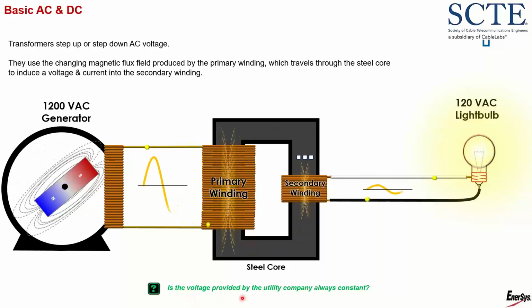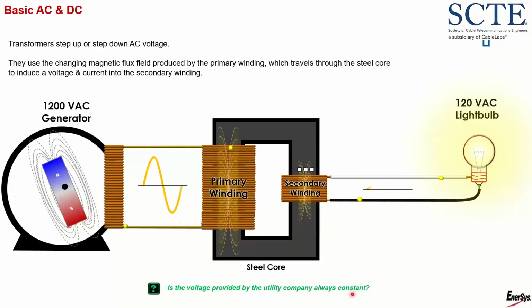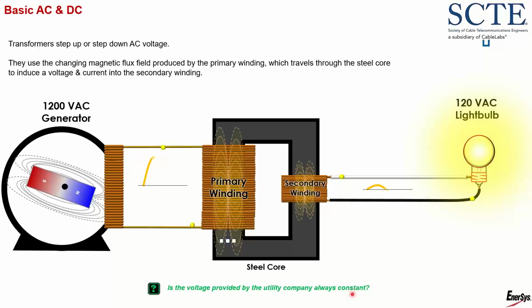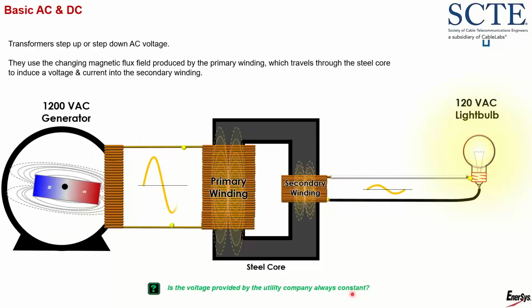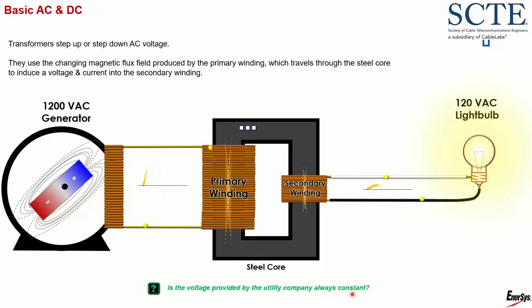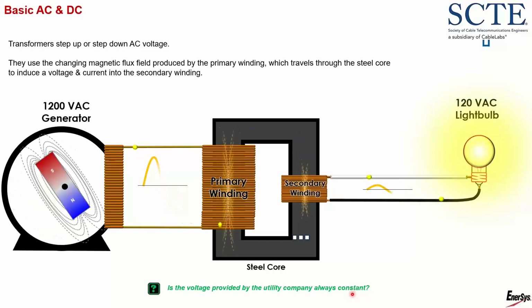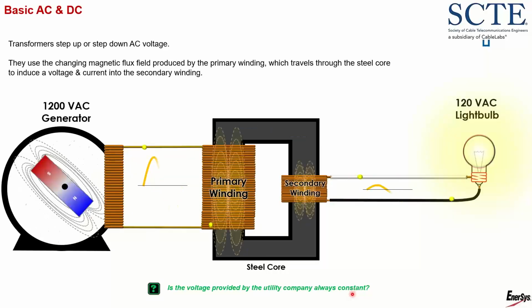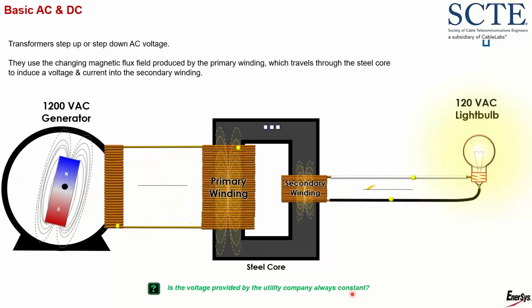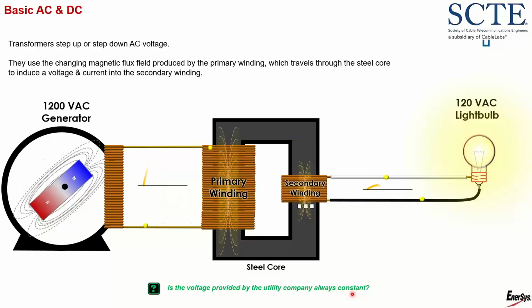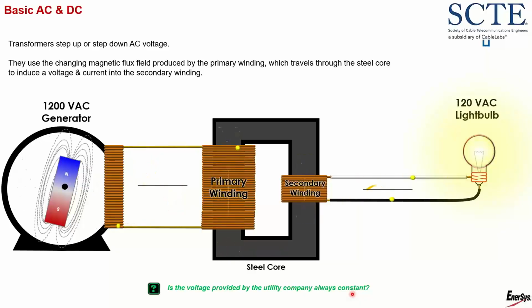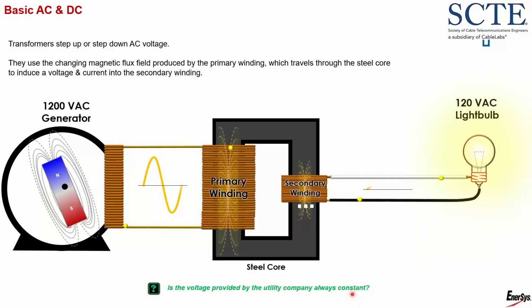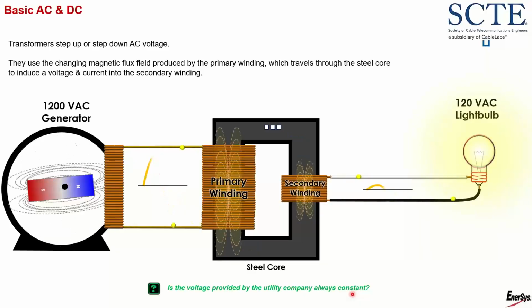Question I have down below: is the voltage provided by the utility company always constant? The answer to that is no. As the load on the power grid changes, the voltage will change. What I mean by load is the amount of current that's being drawn on the power grid. So as people turn things on and off, that causes the amount of current to go up and down. And remember, I said when the current goes up, the voltage comes down. When the current comes down, the voltage goes up.